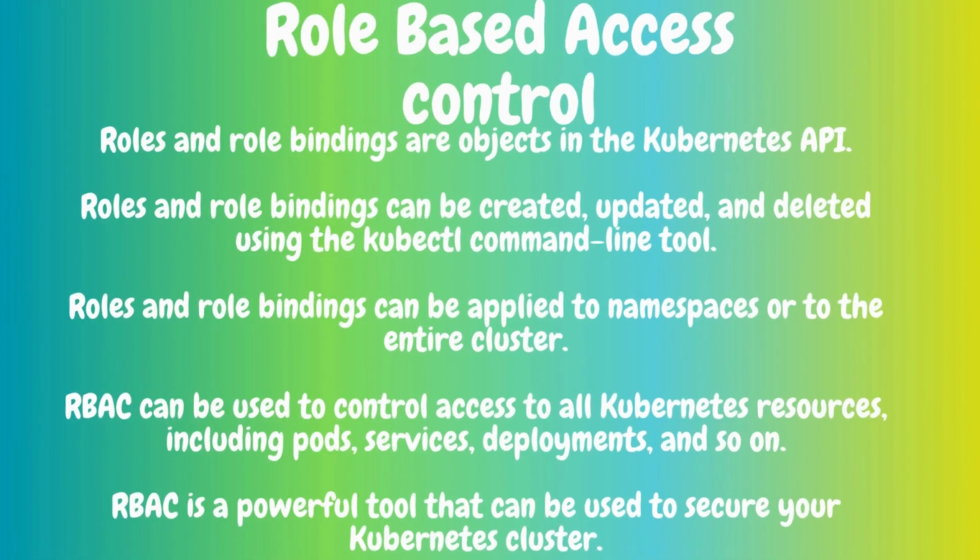Okay, so there is some additional knowledge on this particular concept. Roles and role bindings are objects in the Kubernetes API, just like we have pods, deployments, replica sets, and other components. Roles and role bindings can be created, updated, and deleted using the kubectl command line CLI. Roles and role bindings can be applied to a namespace or to the entire cluster. Basically, admins should have entire cluster access, developers should have access to a specific namespace or certain things, and the same for testers. RBAC can be used to control access to all Kubernetes resources, including pods, services, deployments, and so on. So RBAC is a powerful tool that can be used to secure your Kubernetes clusters. Okay, these are the additional details.